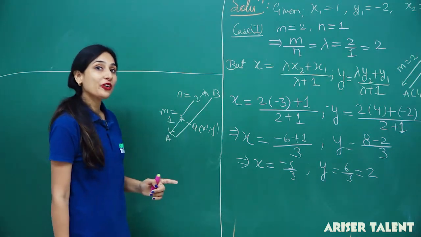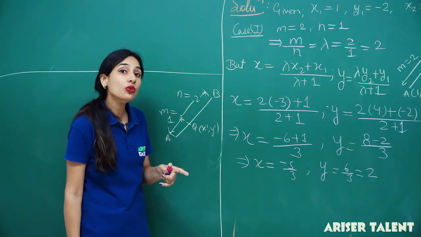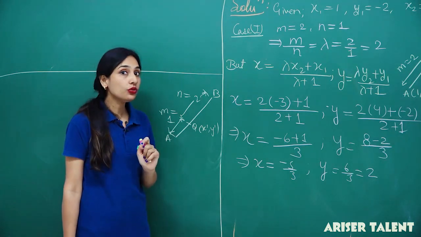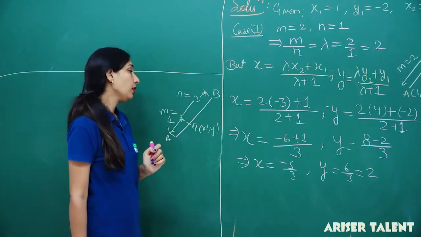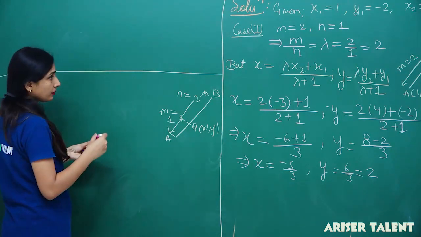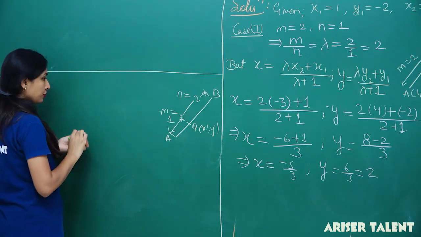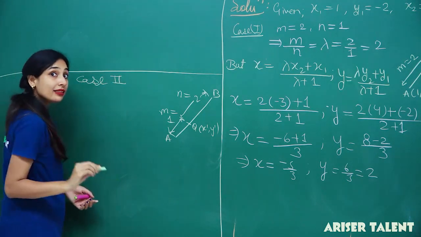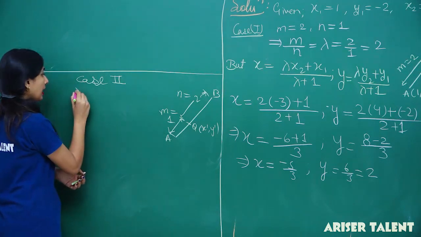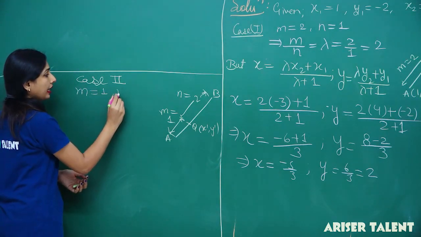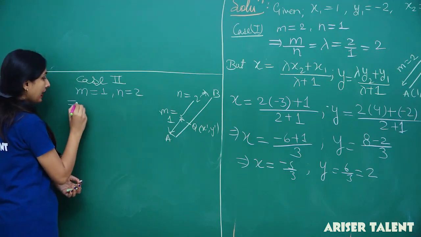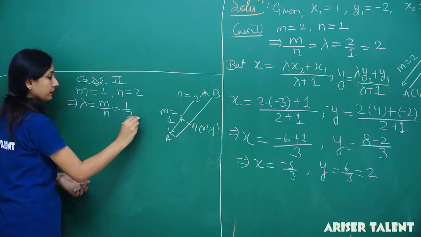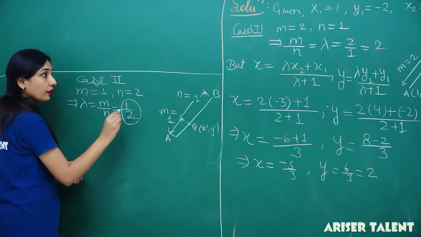Now m by n is what? Now m by n is equal to 1 by 2. Lambda equals half. Not 2 but the reverse of it, half. Okay. So if I talk about this case 2, clearly I can say that m equals 1, n equals 2, implies that lambda equals m by n, which is equal to 1 by 2. Now lambda equals 1 by 2.